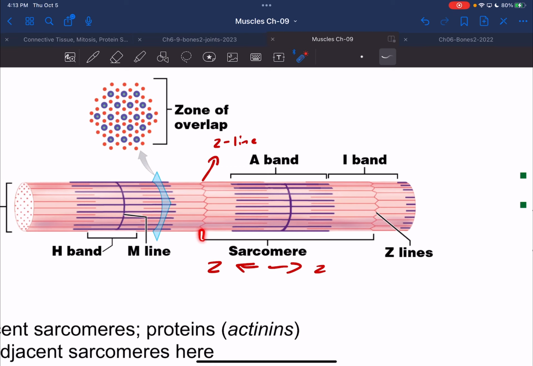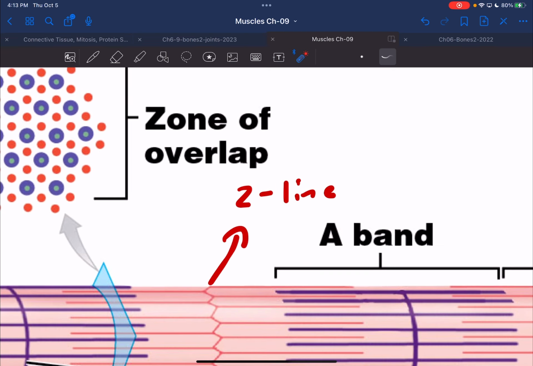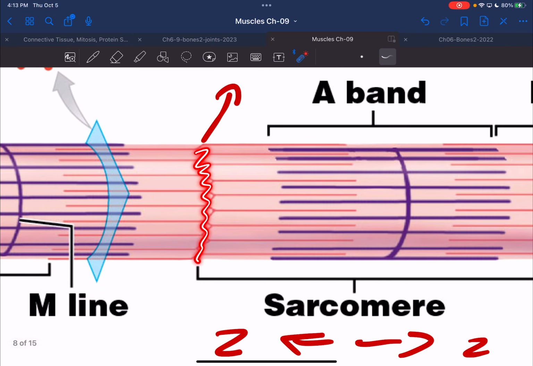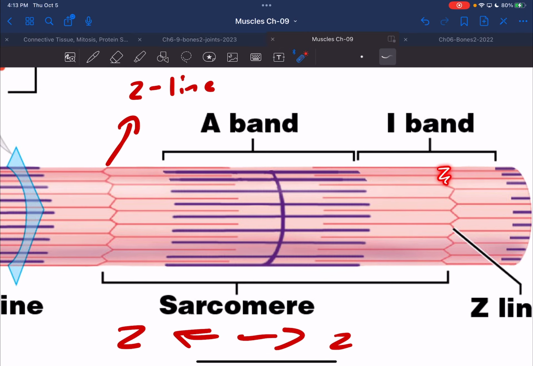The boundaries of that unit are the Z lines. You can use the Z to remind you of zigzag lines, right? Like this, zigzag. And you can see zigzags. That's why they're called that. They're making kind of like Z's, and Z lines.